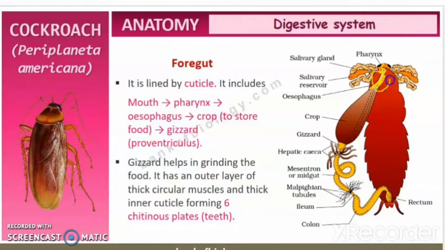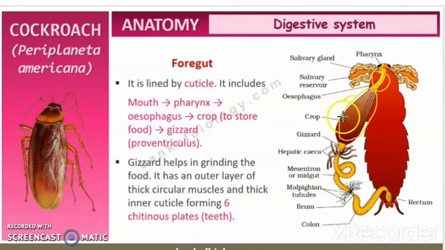I hope you are clear with this. This portion is called the esophagus. So from the pharynx it leads to a narrow tubular passage, which is called the esophagus, right? And now this esophagus in turn opens into a sac-like structure called the crop. So this sac-like structure after the esophagus is called the crop portion. So this part is called the crop.